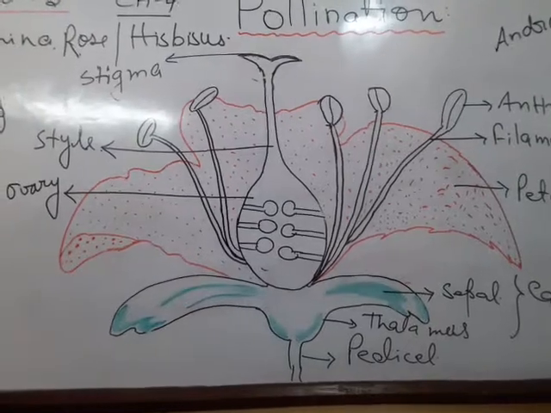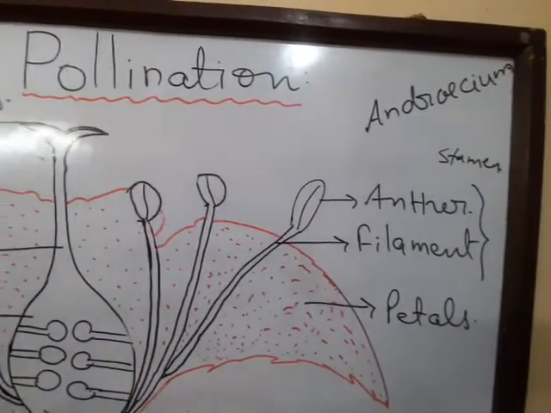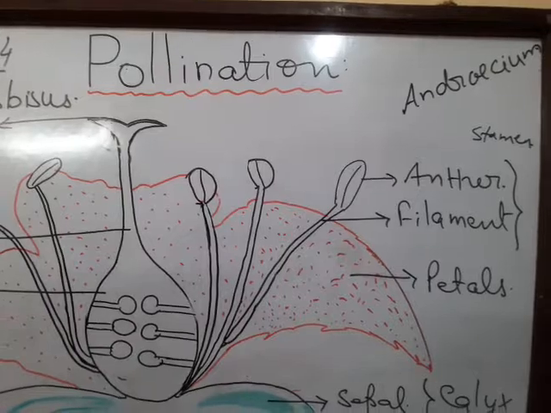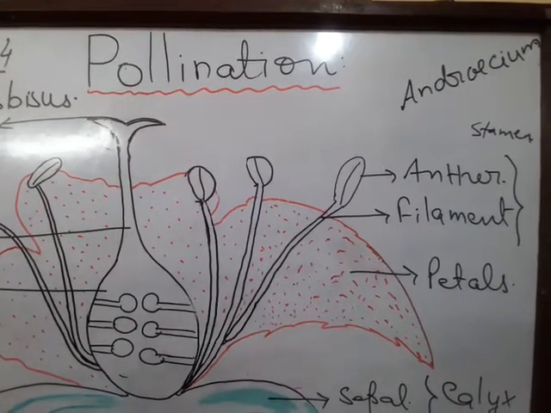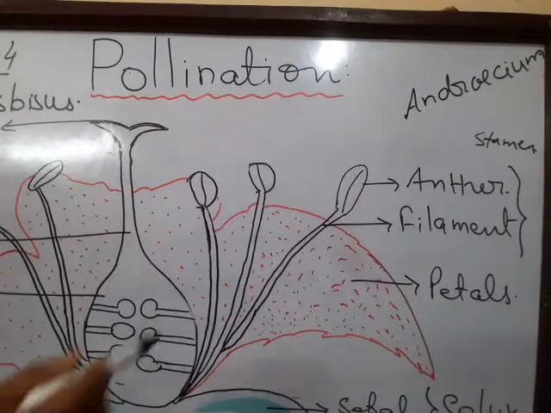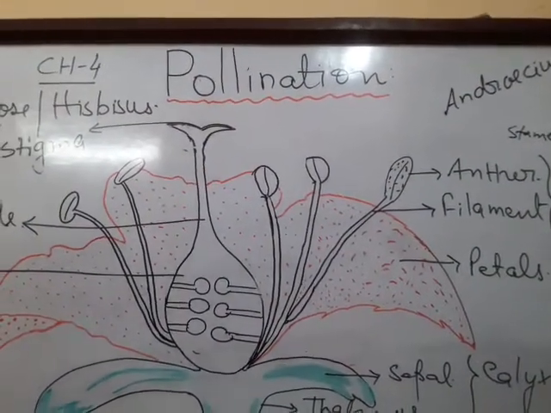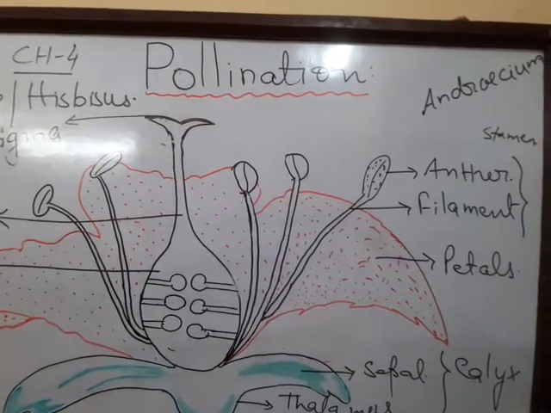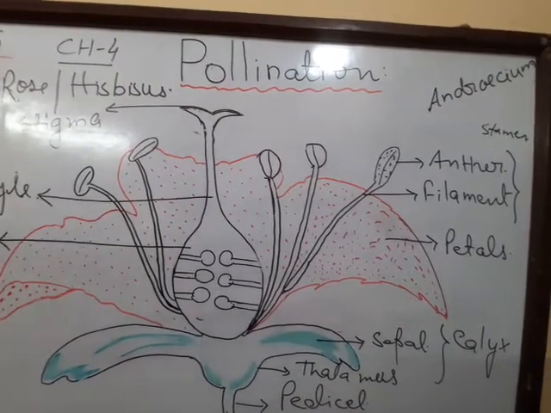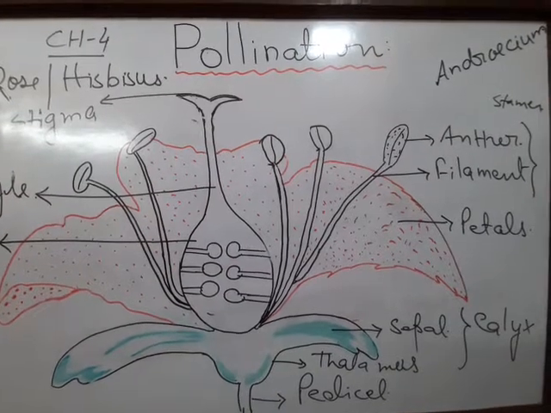Next is the androecium. The third whorl of the flower is called the androecium. It consists of long, thin and needle-like structures called the stamens. The long slender stalk of the stamen is called the filament, that thin tube-like structure, and it has a swollen tip called the anther. This anther consists of dust-like structures called the pollen grains. These pollen grains consist of the male reproductive cells. Therefore, the androecium is called the male reproductive part of the plant.